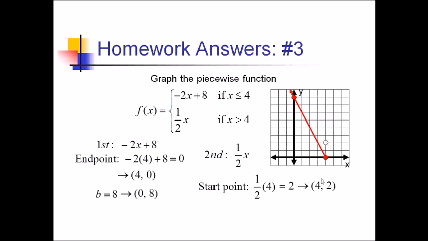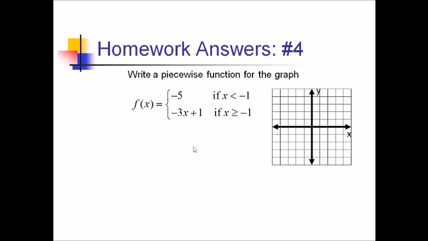And now for the rest of it, we need one more point. At this point, I think if we just use that slope of 1/2, we can easily get another point. So starting at our open dot, we go up 1 over 2, there's another point, and just draw the line through those.